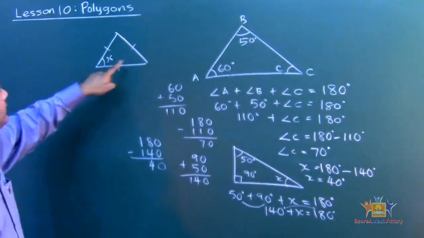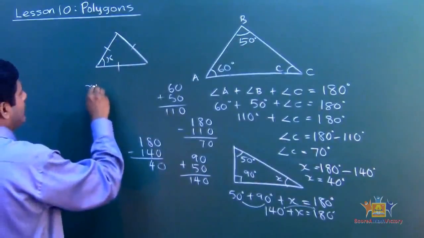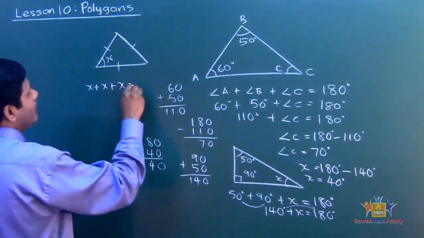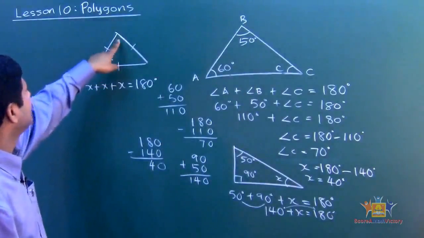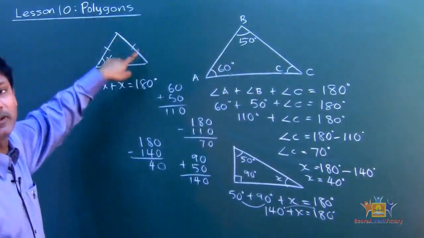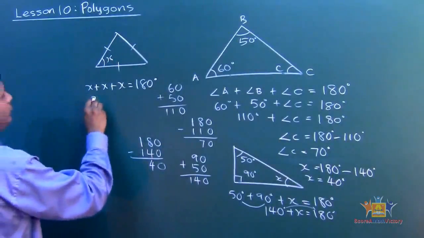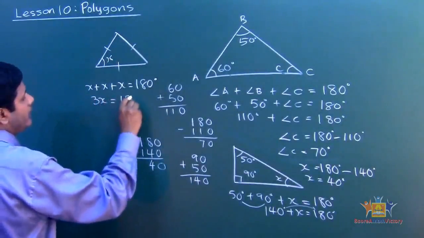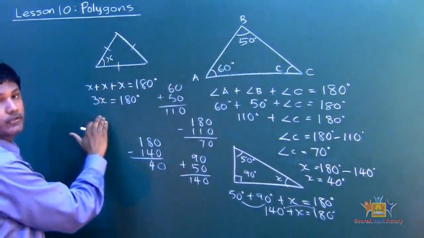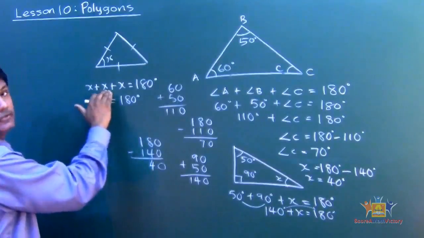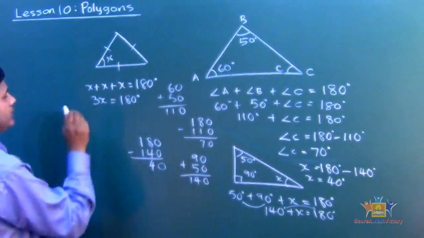You know that all these three angles are the same. That means x plus x plus x should be 180 degrees. Because if this is x, that also will be x, and that also will be x, because all the angles are the same. So that makes this 3x equals 180 degrees. X plus x is 2x plus x is 3x. One apple plus another apple, 2 apples. 2 apples plus another apple, 3 apples. So now I'm looking for x.